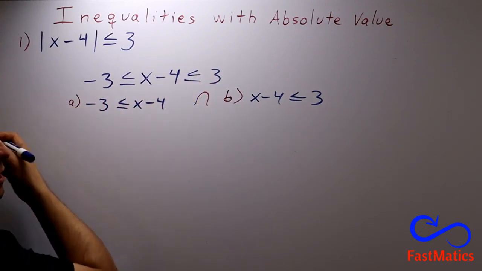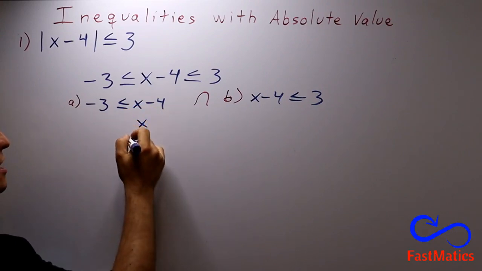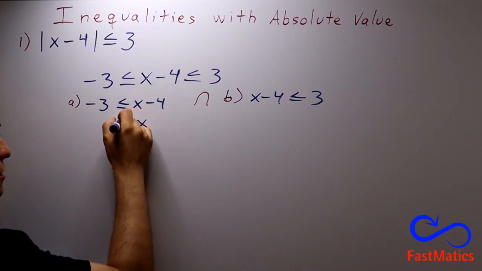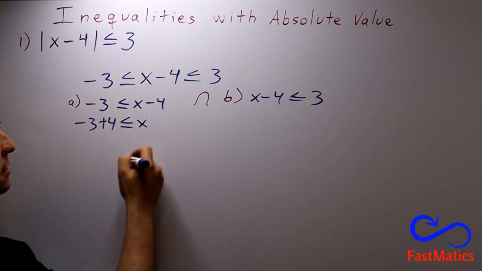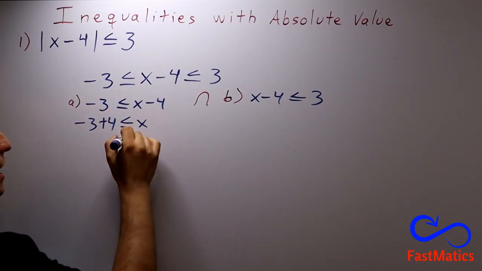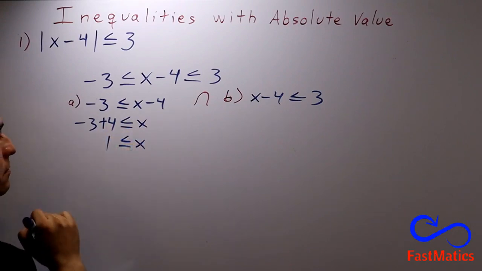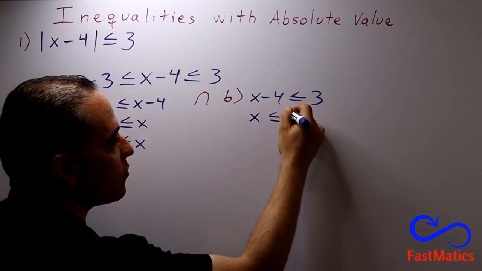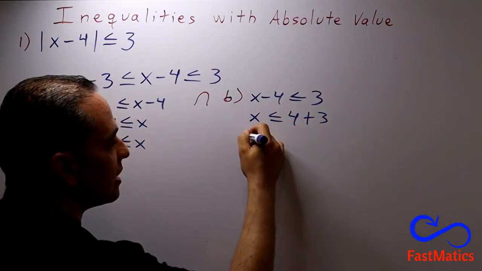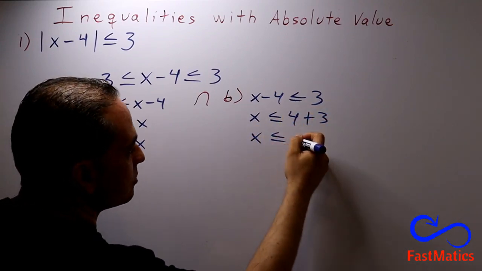A simple linear inequality: you will leave the x on one side, everything else on the other side, and here you will have x is greater than or equal to 1. And here the x on one side, the other things on the other side, and x is less than or equal to 7.